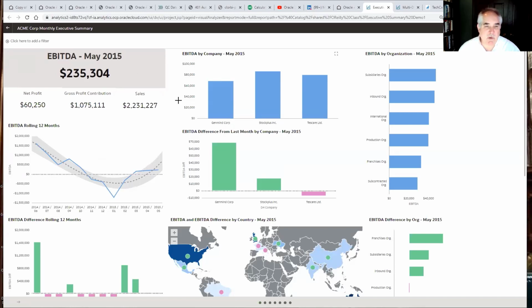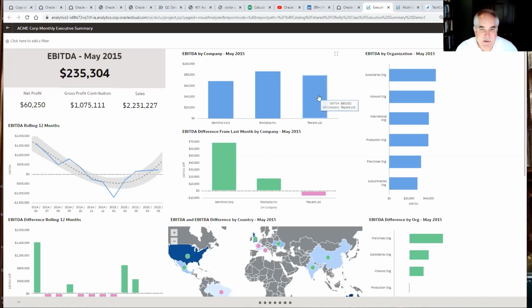Now, we're going to break it out the most important way we're doing it. We're choosing the center upper most visually prominent position on the dashboard by breaking it out by company so that we get GenMind, StockPlus, and TestCare. So we have those discrete values, and then immediately underneath it, we're showing how is that different from last month. So are they up or are they down? So you can see quickly that GenMind had the lowest EBITDA contribution, but it had the biggest difference. So it had the biggest increase from the previous period.